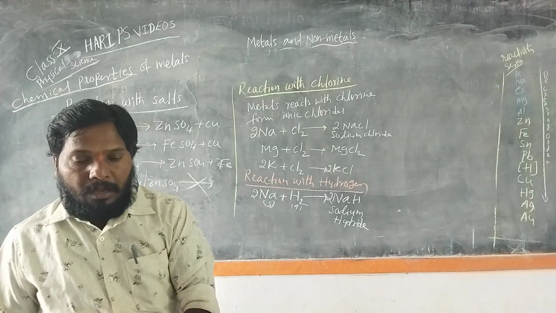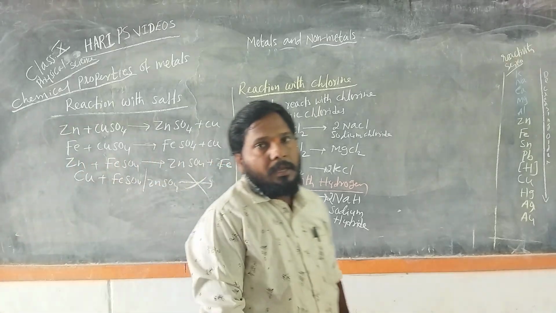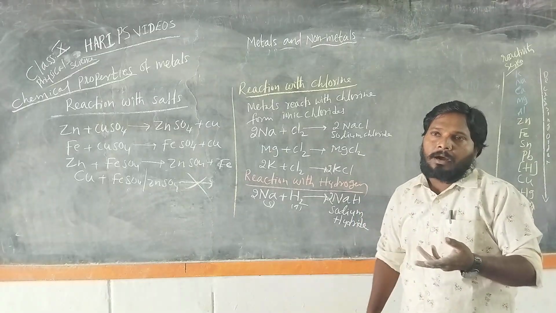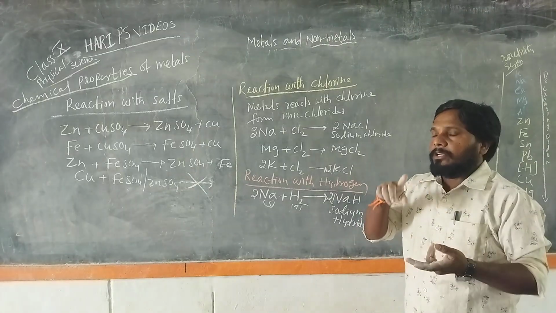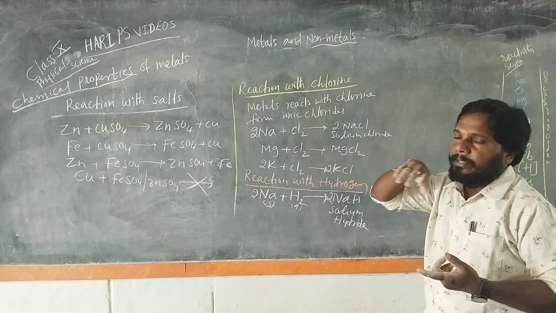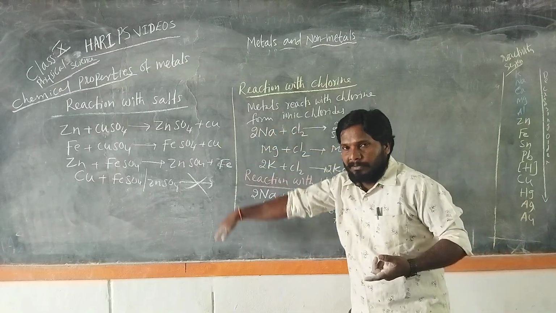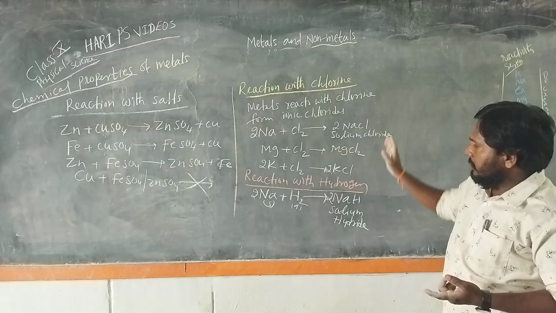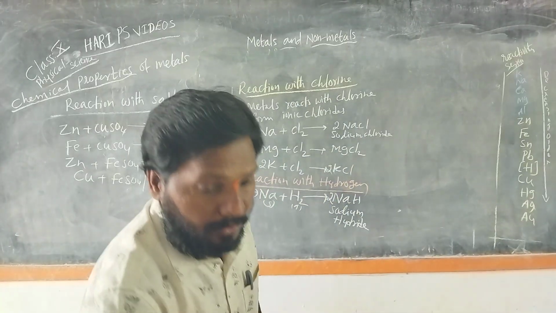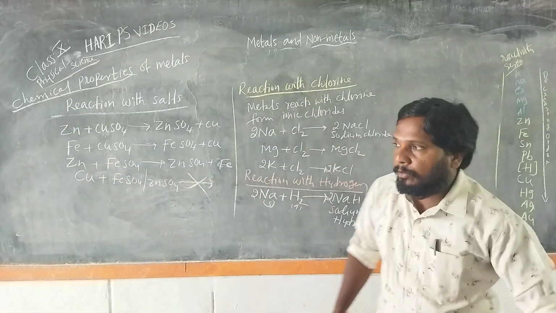So these are all the chemical properties of metals. We discussed reaction with oxygen, reaction with water, reaction with dilute acids, reaction with salts, the reactivity series, the example for displacement reaction, reaction with chlorine, and reaction with hydrogen. Even metals react with bases. Some metals react with bases and also liberate hydrogen.